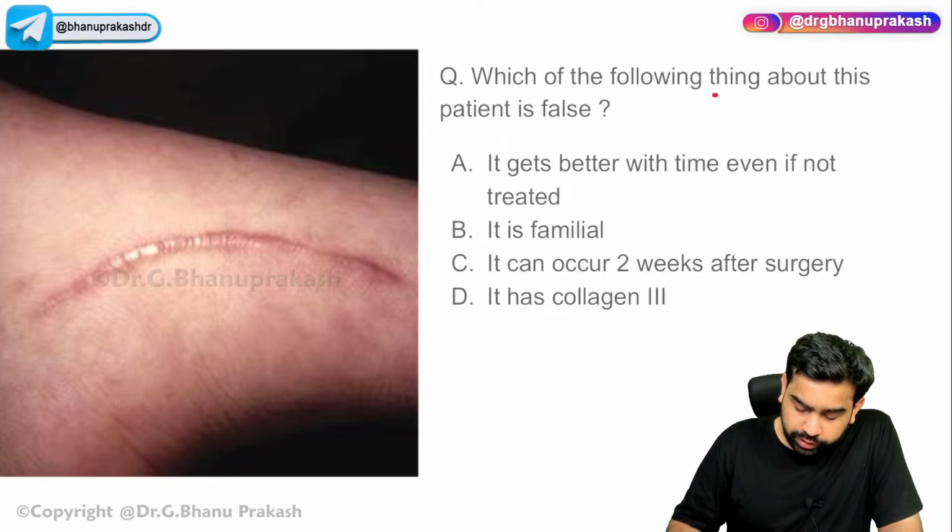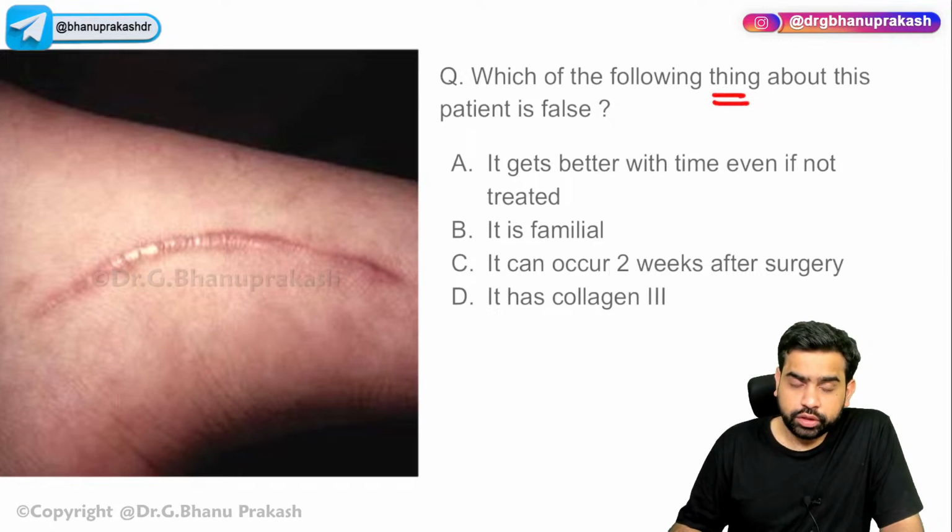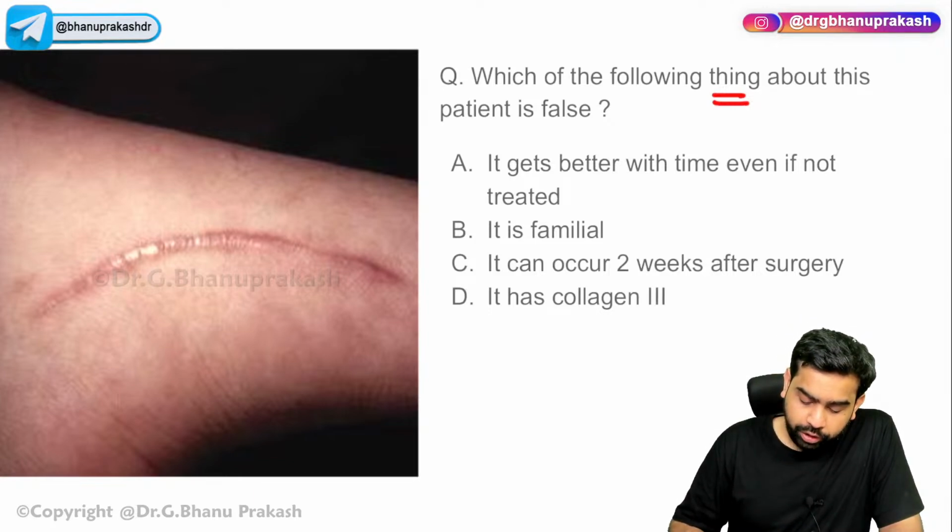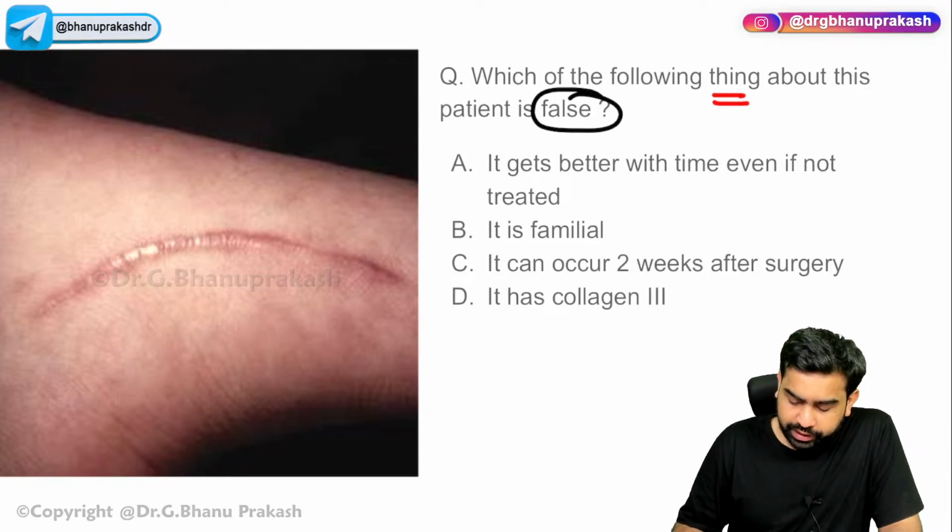Now, which of the following things about this particular patient is false? First of all, what is the diagnosis? It's pretty simple, I'm sure you might know this. This is a hypertrophic scar. Which of the following about the hypertrophic scar is false? It gets better with time even if not treated. It is familial. It can occur 2 weeks after the surgery. It has collagen type 3. So what is the answer?